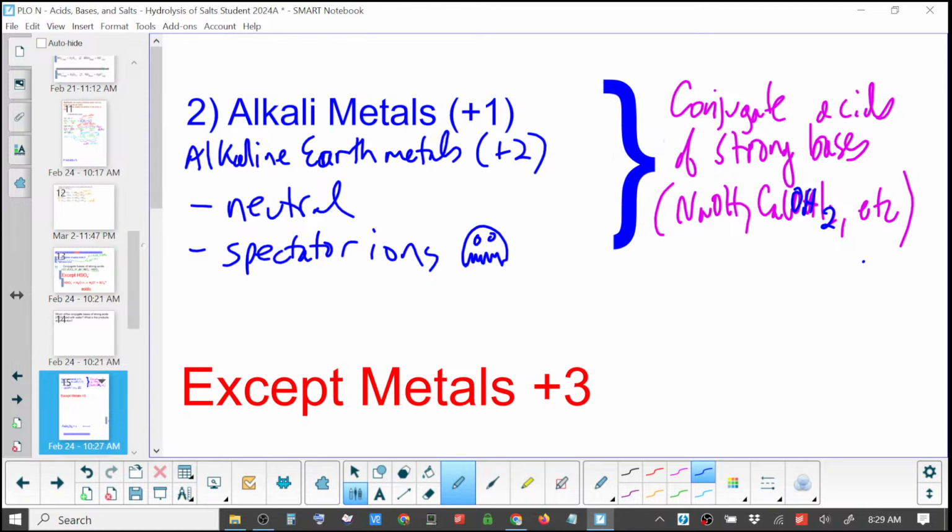So these don't react with water? They don't pick up hydroxide. They don't go backwards, right? They still dissolve in water. Okay.